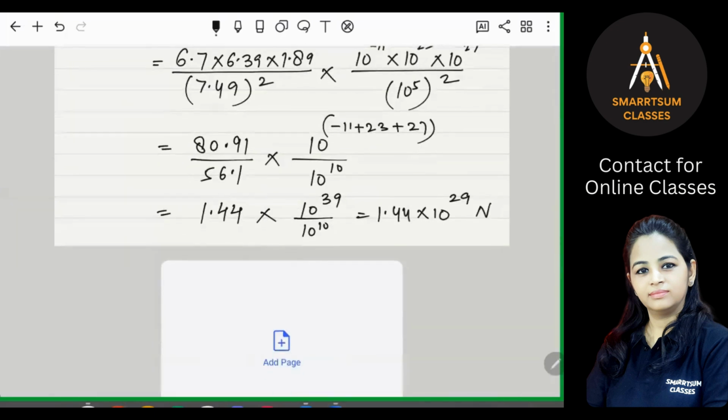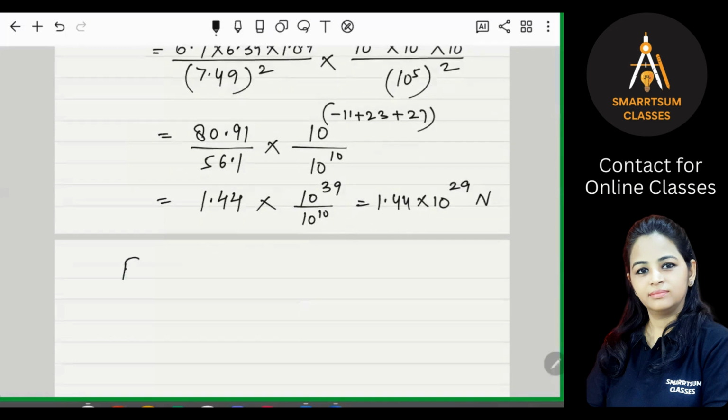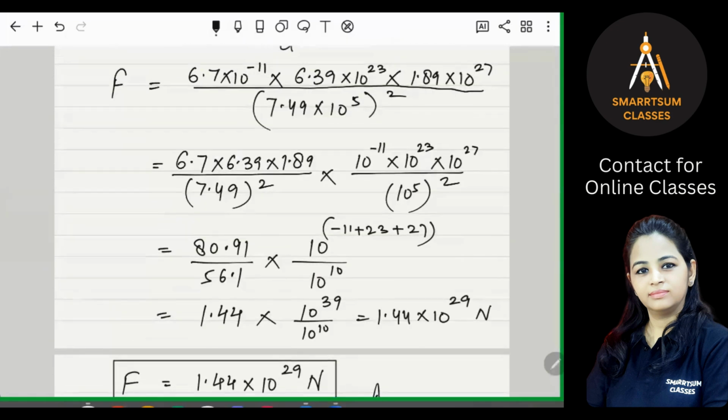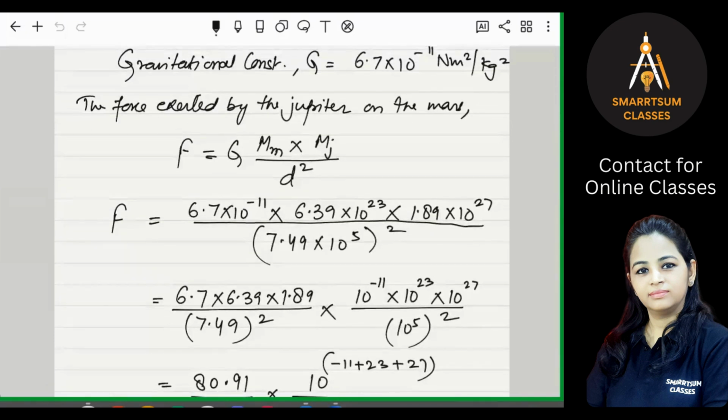So what is the force coming now? The force of attraction exerted by Jupiter on Mars is 1.44 into 10 to the power 29 newtons. Is that clear? And this is your answer. So the force exerted by Jupiter on Mars can be calculated by the universal law of gravitation, which is F is equal to G m1 m2 upon d square. So you have to use this formula in this way. Everybody getting this? Yes, sir.